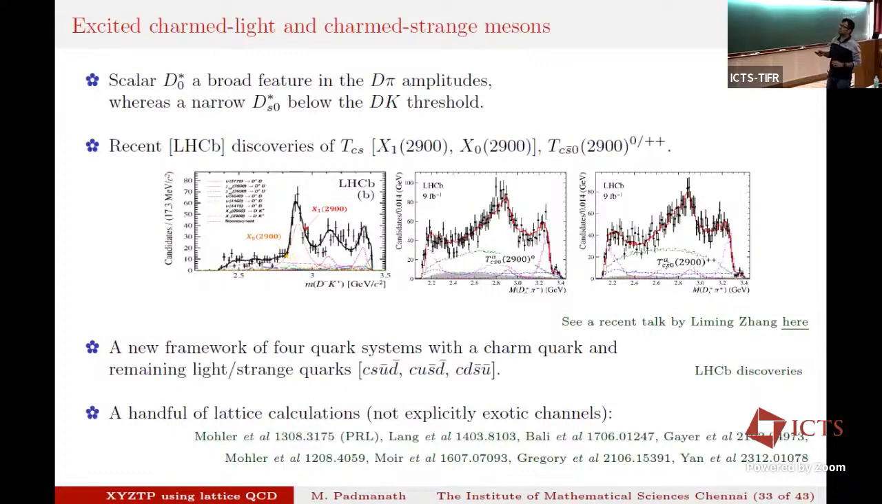There has already been some interest in the D star zero scalar resonances in the D pi, or the charm-light sector, and the charm-strange sector, which were found to have slightly different features. I won't go into those old calculations. You can see a list of calculations that have already been done in these non-explicitly exotic channels. While in very similar channels, there have already been observations or discoveries around 2900 MeV, which are now called T_cs, because we know that they have non-zero electric charge, which really means that they have some non-trivial four-quark content, or two quark and two anti-quark content in them.